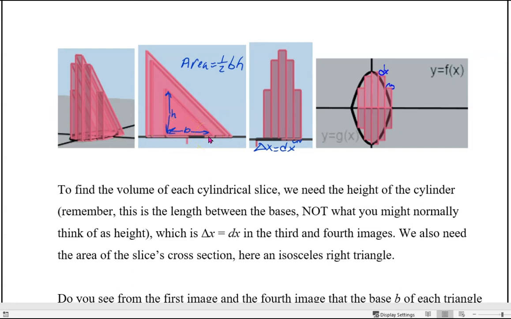I keep saying the wrong thing. So now what we have is the area of the triangle, which is 1/2 the base times the height of the triangle, not the height of the cylinder, and that will give me this value right here. So I'll take the area of the base, 1/2 b times h, and multiply it by the height of the cylinder, which is the differential dx.